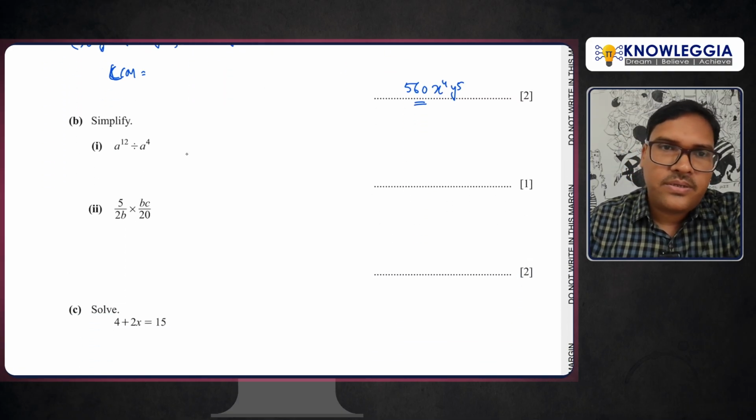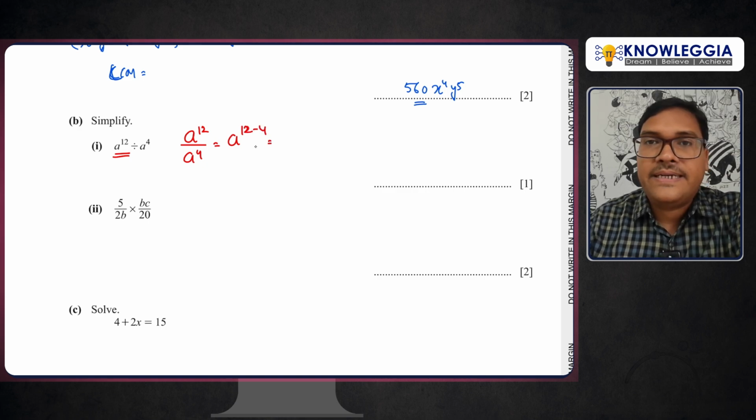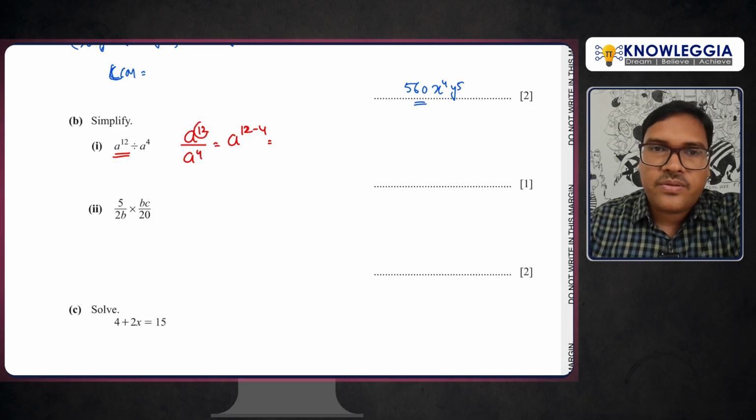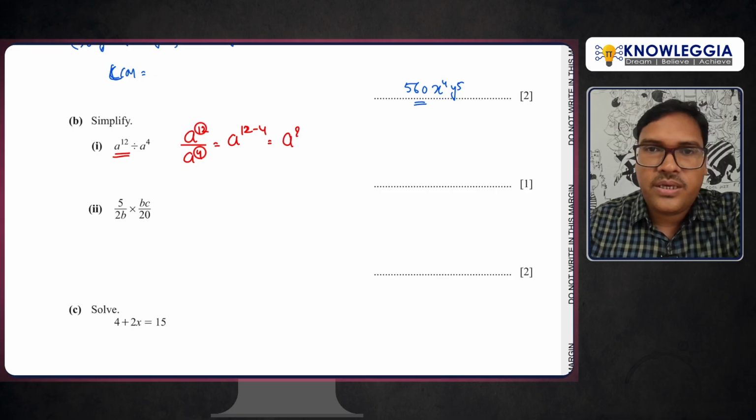Now the next one. What is the next question? Simplify a raised to 12 divided by a raised to 4. We can clearly say this is a raised to 12 minus 4. We know the properties of exponents, the indices, the powers. If we have the same base, we will take the difference of the two powers. So this is a raised to 8.